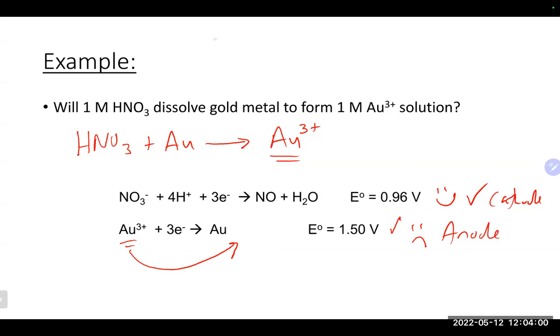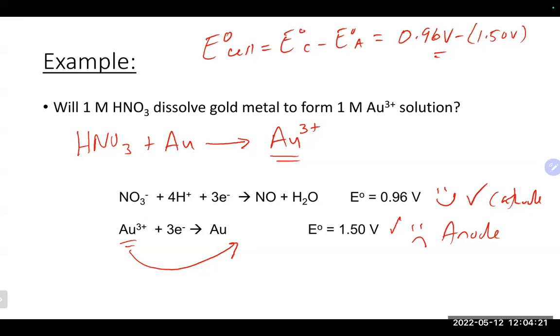So with that being said, we will then calculate our E of our cell here, which would be E of our cathode minus E of our anode. And in this case, our cathode is the 0.96 volts minus our anode, which would be 1.5 volts. And in this particular case, that would give you a negative 0.54 volts, which really at this point, we can make the determination, will this happen? The answer is no, it will not happen because we have a negative E, right?